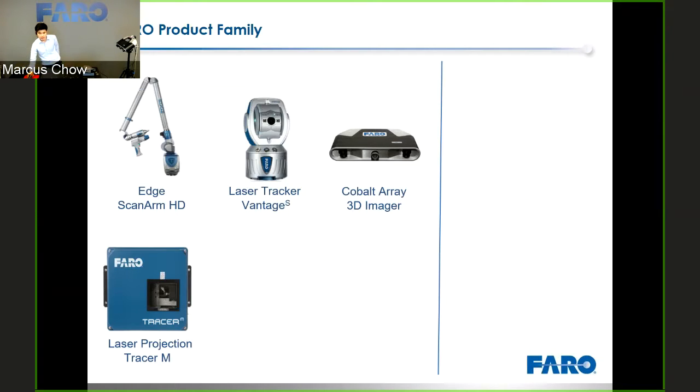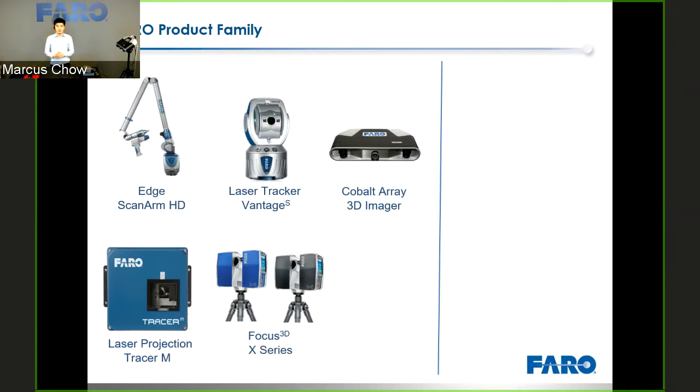So the Laser Projection Tracer M is a laser projector that actually provides laser projections onto parts, and this replaces the need for physical templates. So you can use the projector to project drilling points, placement points for welding on your parts during the manufacturing process, as well as for paint and decal templating for planes or for ship hulls, for example.